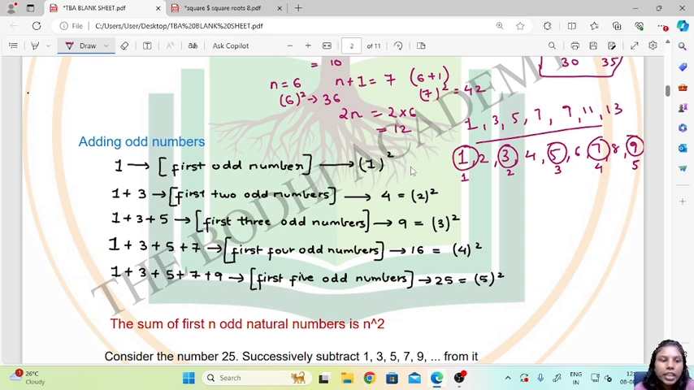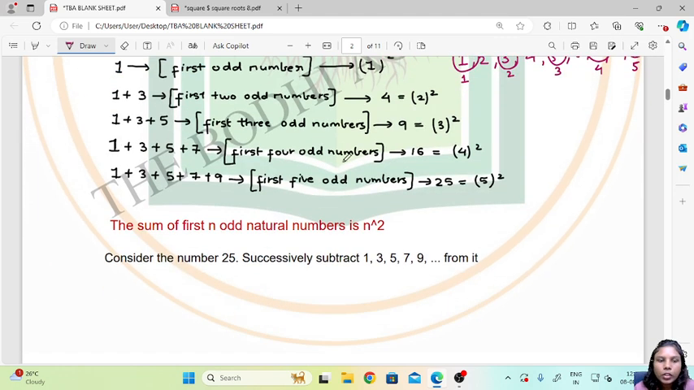and 4 is a perfect square, that is 2 square. Similarly, 1 plus 3 plus 5 gives us 9, which is also a perfect square. Then 1 plus 3 plus 5 plus 7 also gives us a perfect square. So the sum of odd numbers gives us a perfect square. What we can say is that the sum of the first n odd natural numbers is n square. Whatever we are adding, the answer would be n square.